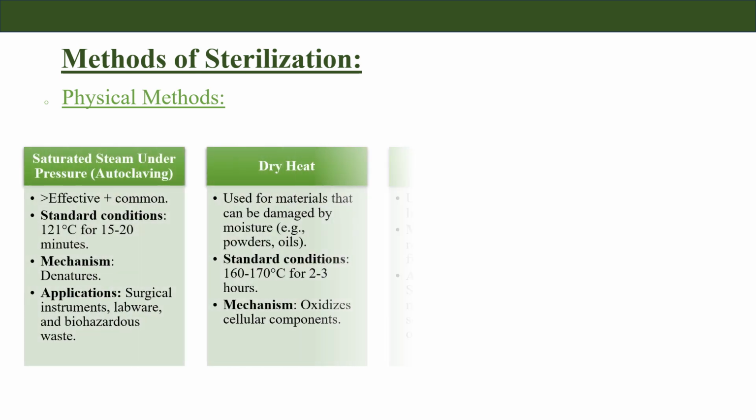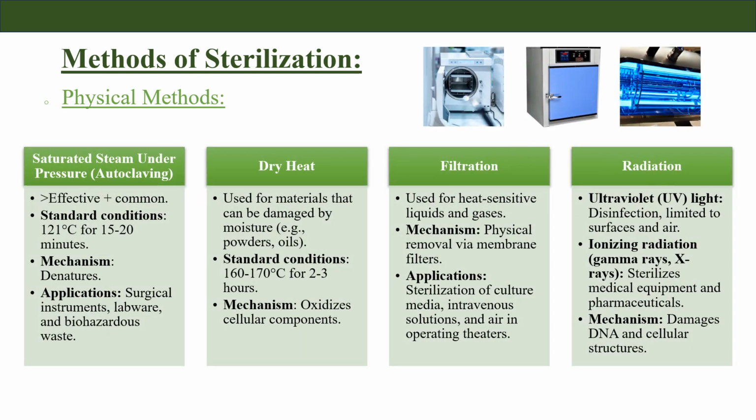Physical methods of sterilization. Saturated steam under pressure, autoclaving, the most effective and commonly used method, operating at 121 degrees Celsius for 15 to 20 minutes. It works by denaturing proteins and disrupting cell membranes through high heat and moisture. This method is used for sterilizing surgical instruments, labware, and biohazardous waste.